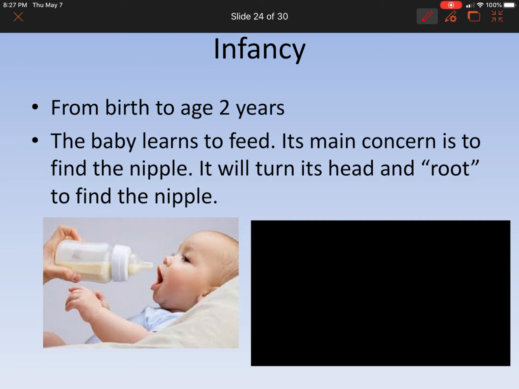Now, infancy. Infancy lasts from birth to age 2 years. During this time, the baby learns to feed. Its main concern is to find the nipple. It will turn its head and it will root to find the nipple. This was a video of a baby rooting, and I'll post a link to it as well that you can look at tomorrow. It's just a 10-second thing. When babies are hungry, they all kind of make the same motion, and I'll let you watch the video of that tomorrow.